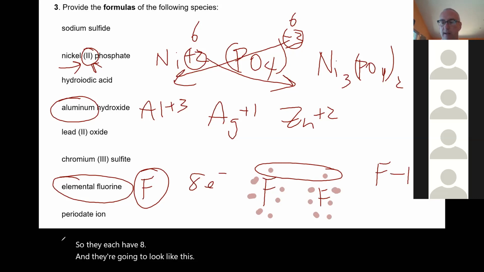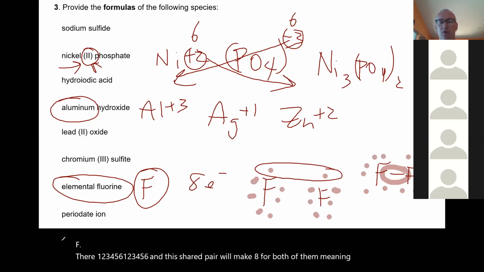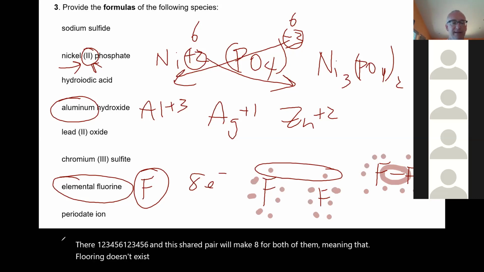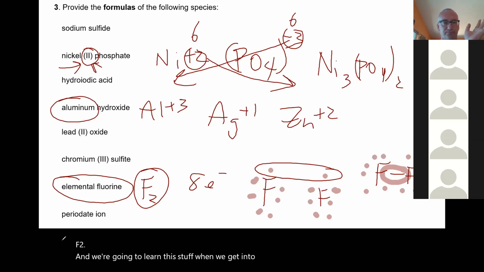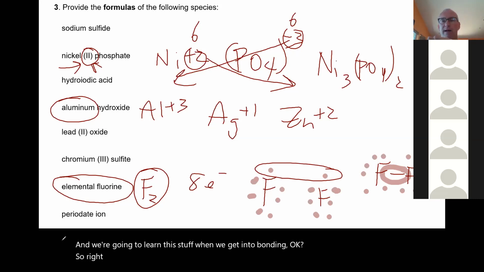F with their 1, 2, 3, 4, 5, 6, 1, 2, 3, 4, 5, 6. And this shared pair will make 8 for both of them, meaning that fluorine doesn't exist as just F. It exists as F2. And we're going to learn this stuff when we get into bonding, okay? So right now, don't worry if you don't know a lot of these yet, because we haven't got to them. I sort of just wanted to introduce them, okay?